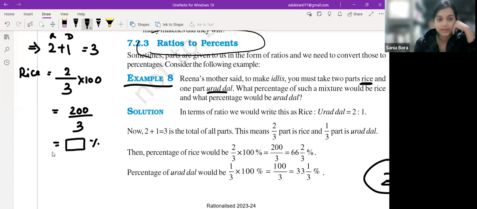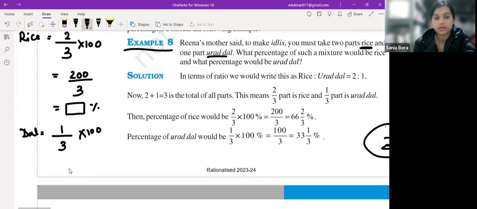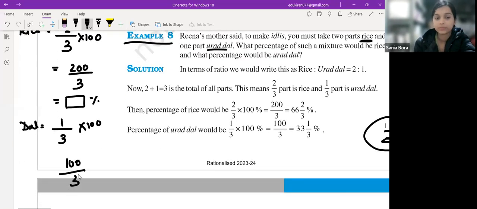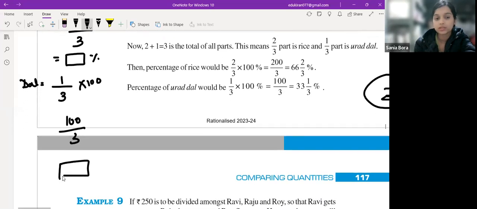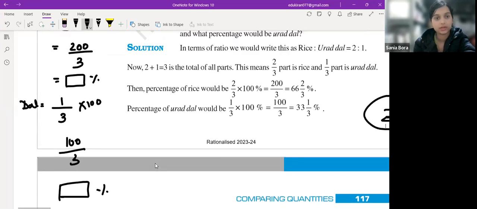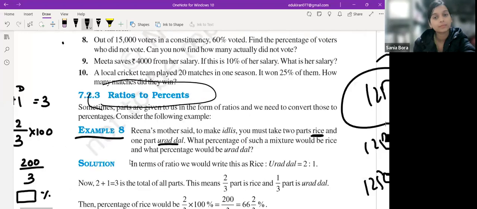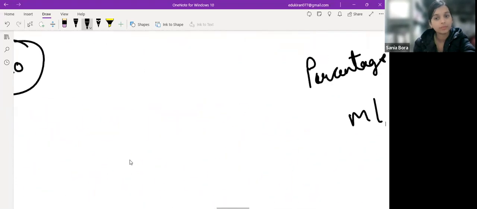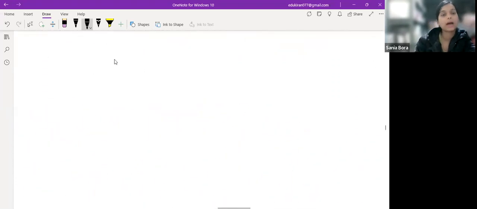Now for the urad dal, total ratio is 3. Out of this 3, how much do you have to put for urad dal? 1. You have to put 1 because her mother gave it like this. Simply multiply by 100. So you got 100 by 3. You will solve it and whatever answer you get, that will be in percentage. Got the thing? Everybody? Okay. I'm doing it again.